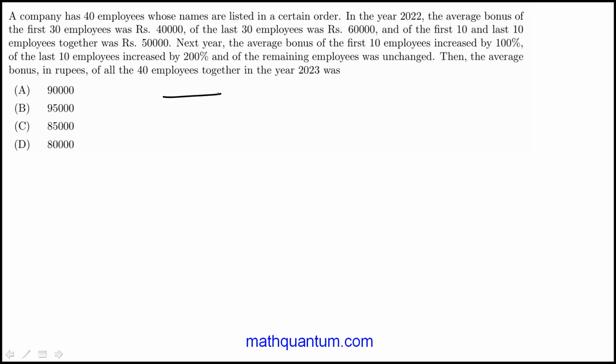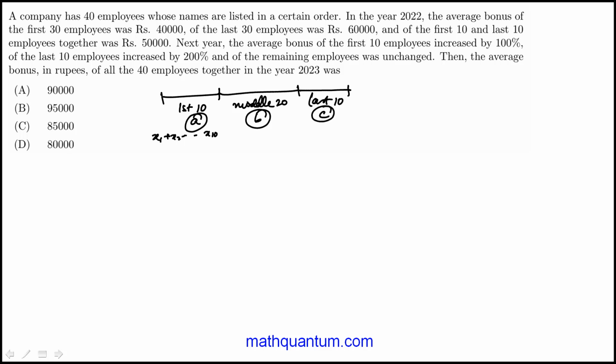So these 40 employees, I will divide these into 3 sections. This is the first 10, the middle 20, and then the last 10. I'm just going to call the sum of the salaries of the first 10 employees, X1 plus X2 through X10, A, and then B would be the middle, and C would be the last 10. We'll use that to translate these relationships.